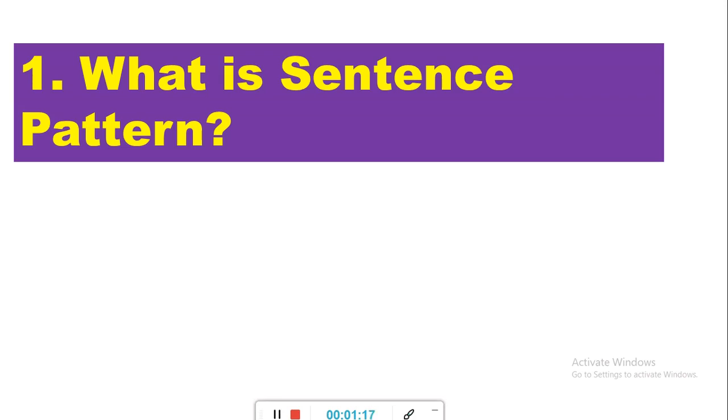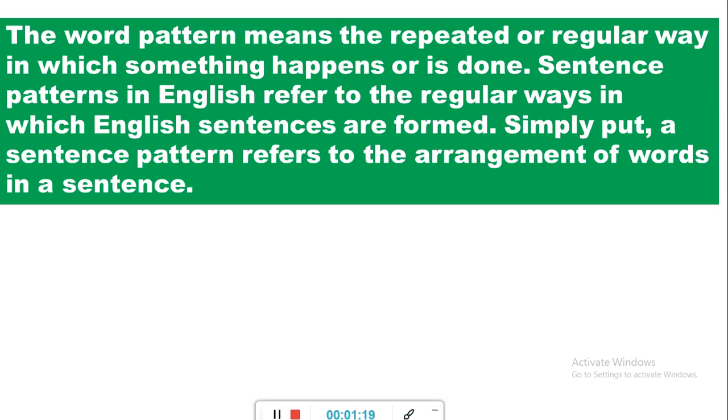What is sentence pattern? The word pattern means the repeated or regular way in which something happens or is done. Sentence patterns in English refer to the regular ways in which English sentences are formed. So we are dealing with the formation of sentences, how sentences are structured. Simply put, a sentence pattern refers to the arrangement of words in a sentence.